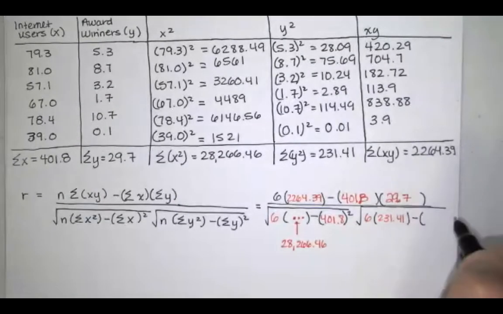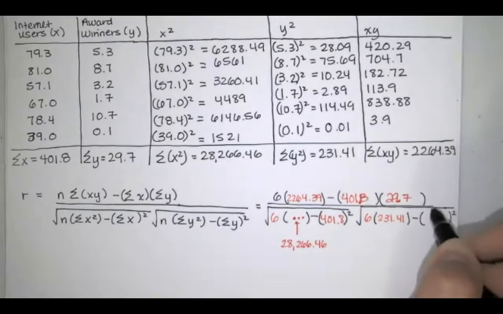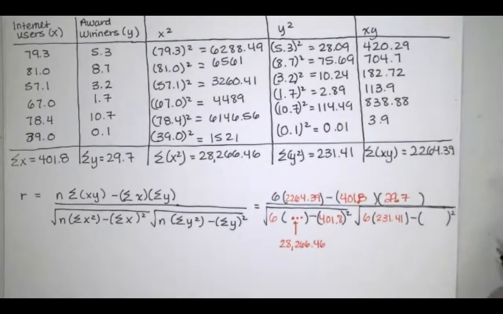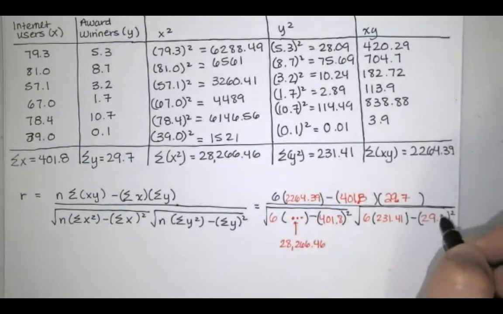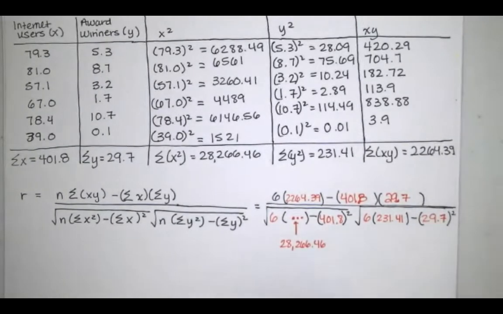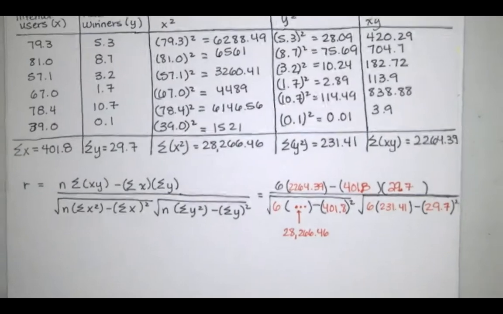And then we're subtracting the sum of the Y's, and then we square that result, and the sum of the Y's was 29.7. Okay, so there's a lot of room to make arithmetic errors here. You just have to be very careful about your order of operations.